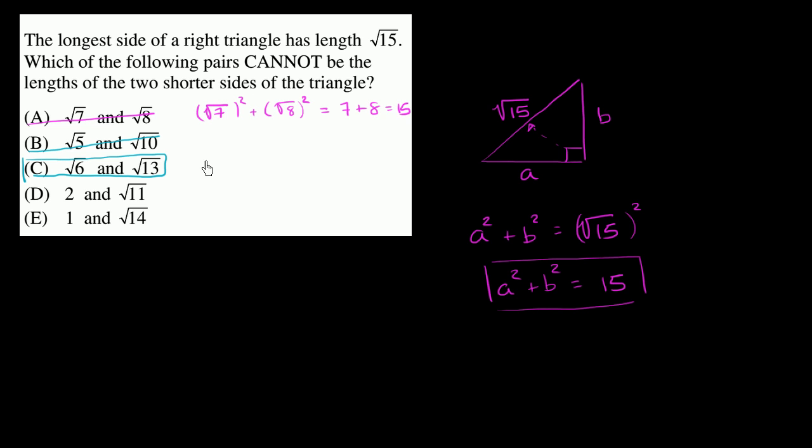Let me just make it very clear. If you have square root of 6 squared plus square root of 13 squared, that's going to be equal to 6 plus 13, which equals 19, which clearly does not equal 15. The sum of the squares of these two numbers needs to be equal to 15. So this is our choice.